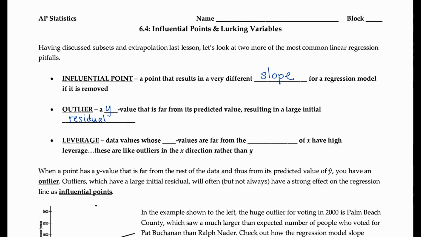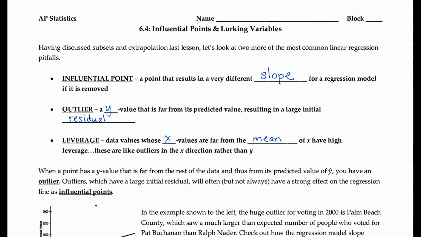The last new definition for us here is leverage. Data values whose X values are very far from the mean or average of our X values are considered to have high leverage. These are sort of like outliers, but in the X direction rather than in the Y direction. We don't really have an idea of a residual in terms of X's necessarily, but if there were that idea, then that would be the case for a high leverage point.